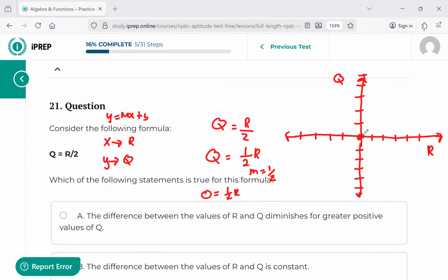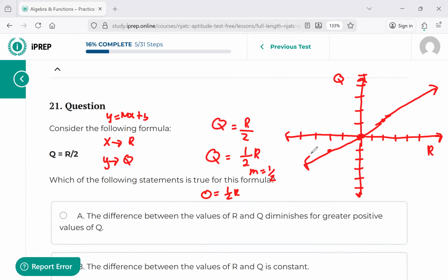Right, so you start at the origin, and then our slope is positive 1/2. So what that means is go up 1 to the right, and also go down 1 and then 2 to the left, right? And the dots, and you get this.